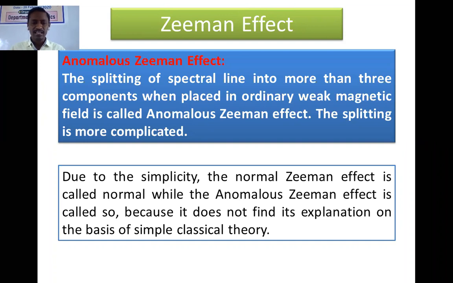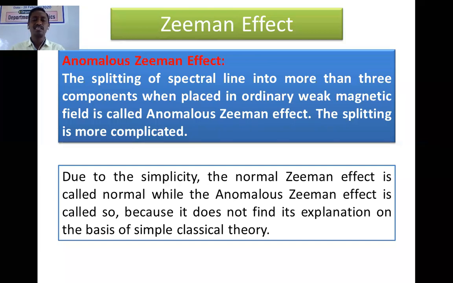We cannot say exactly which components are formed after splitting, because in this case the splitting is much more complicated, as we have seen that in the normal Zeeman effect, a single spectral line is found to be split up into two components or three components, and it is very simple to observe.